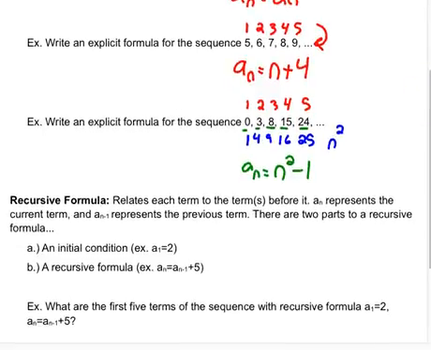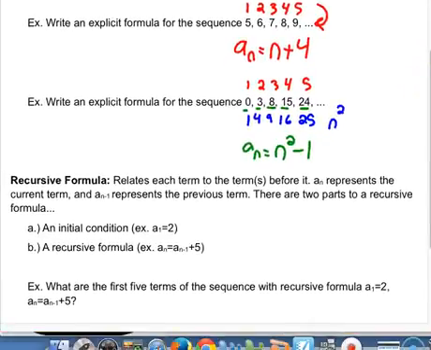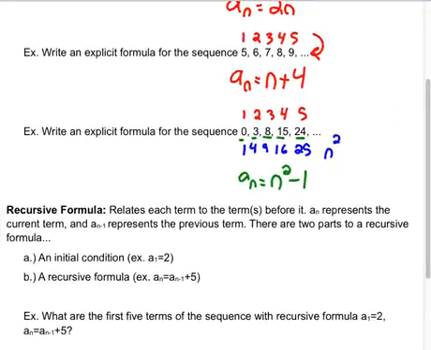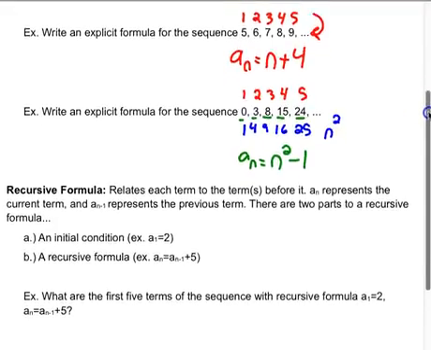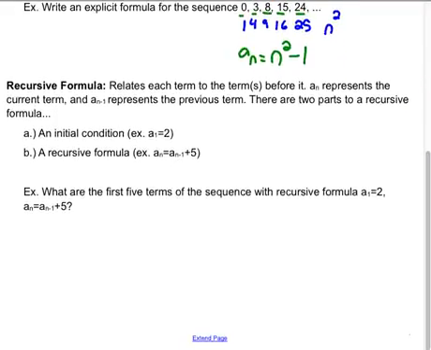All right, so that's explicit formulas. What about recursive formulas? So recursive is the other type of formula. And what it does is it presents it in terms of what are you doing to the previous term to get the next term.